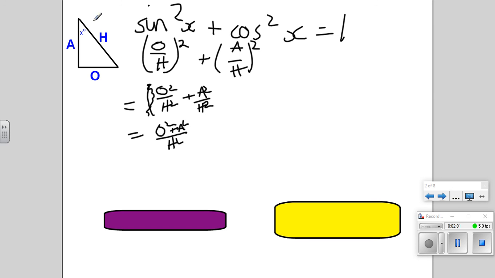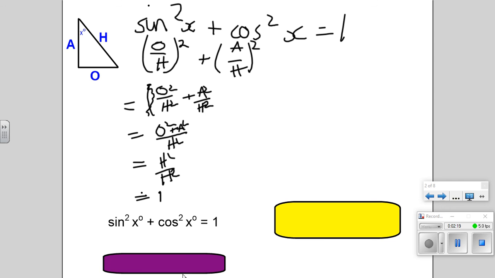Rules of Pythagoras say that H squared is made from doing O squared plus A squared, so we have H squared over H squared, and anything divided by itself is 1. Okay, so we have proven that trig identity: that cos squared x plus sine squared x equals 1, or that sine squared x plus cos squared x equals 1. Either and or are perfectly acceptable.